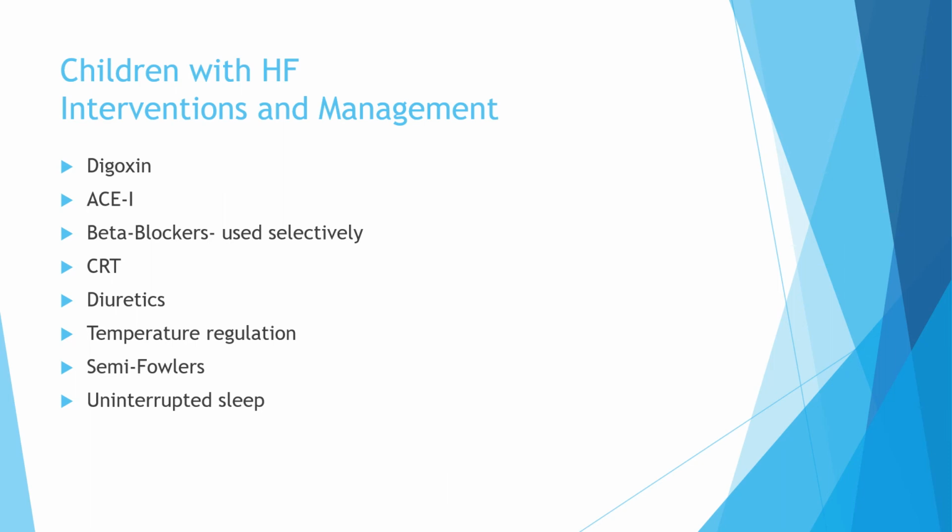So for infants, those less than a year, we hold for a heart rate less than 90. And for children, those greater than a year, we hold for a heart rate less than 70. So we do teach parents and caregivers this. ACE inhibitors can also be used, so they decrease afterload, but we do need to be careful about the renal function with ACE inhibitors, because the kidneys are very sensitive to ACE inhibitors. Beta blockers are used very selectively, so these are not our main go-to in children.